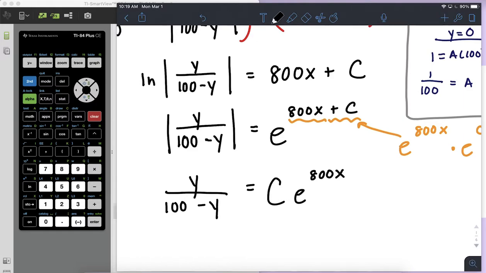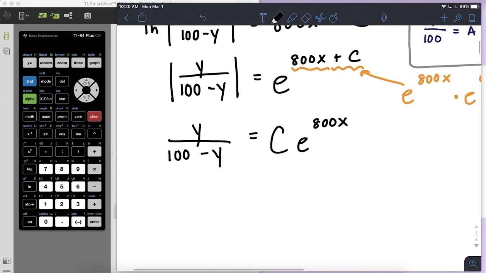I can actually get rid of my absolute values because that c value that's now in the front will take care of whether or not I need it to be the positive or the negative to take care of the absolute value if we were given an initial value to actually solve with. Okay, so now we need to solve for y. So I'm going to multiply both sides now by 100 minus y to get rid of that denominator.